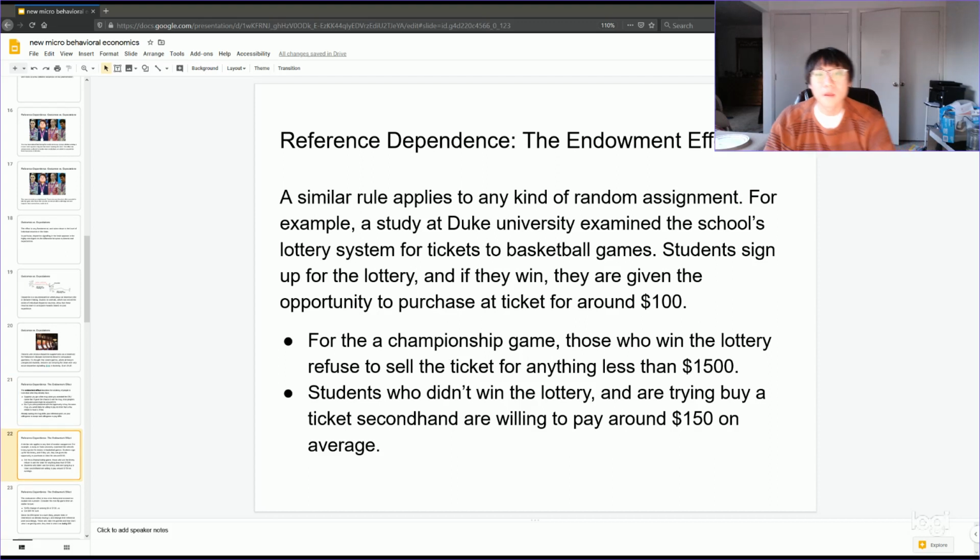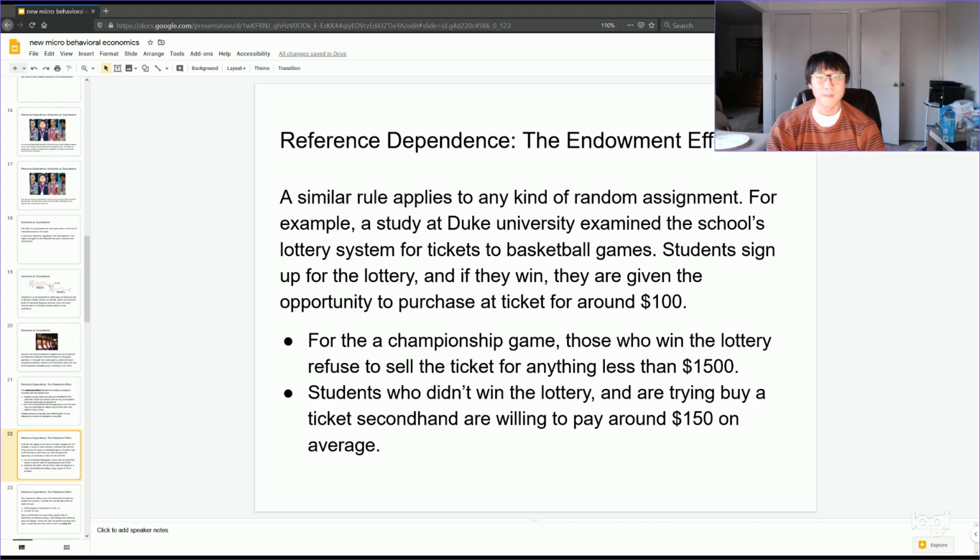A very similar thing applies to really any kind of random assignment. For example, there was a study at Duke University that examined the school's lottery system for tickets to basketball games. Now, I'm sure you know Duke has a very strong basketball team, right? If you're a student who goes to Duke, the basketball games are very popular, and there's so much demand that you have to sign up for a lottery. Students sign up, and if they win, they're given the opportunity to purchase the ticket, and usually it costs around $100.